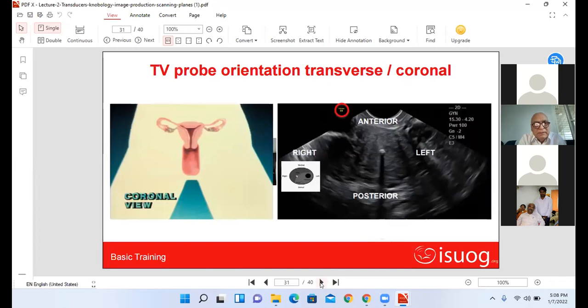So here again, when we have turned anti-clockwise, we are seeing the right, the left, posterior, anterior, and this is the correct orientation. So anti-clockwise is the way to go. Next slide, please.